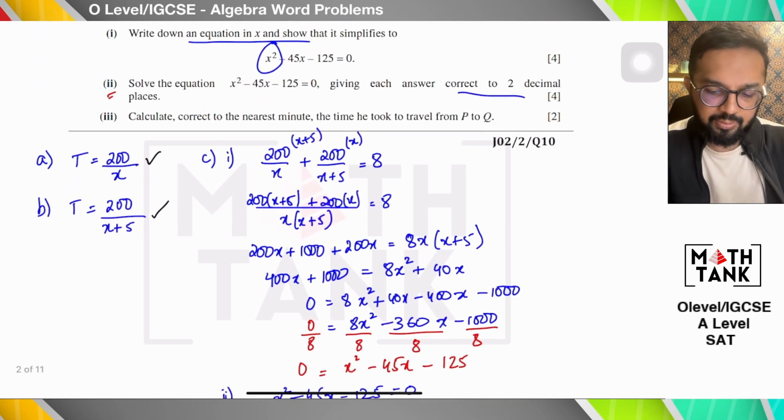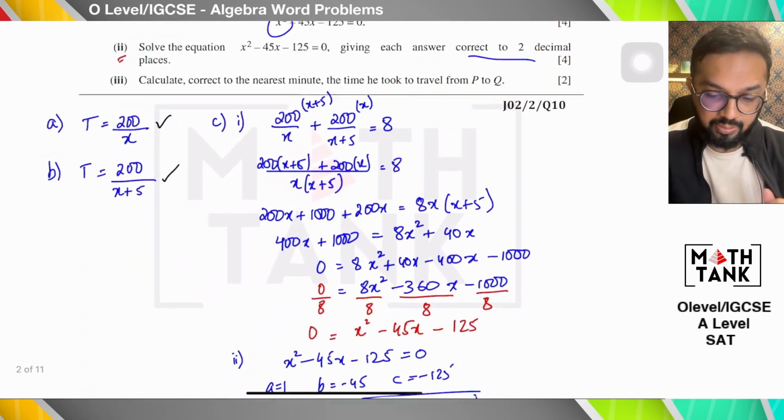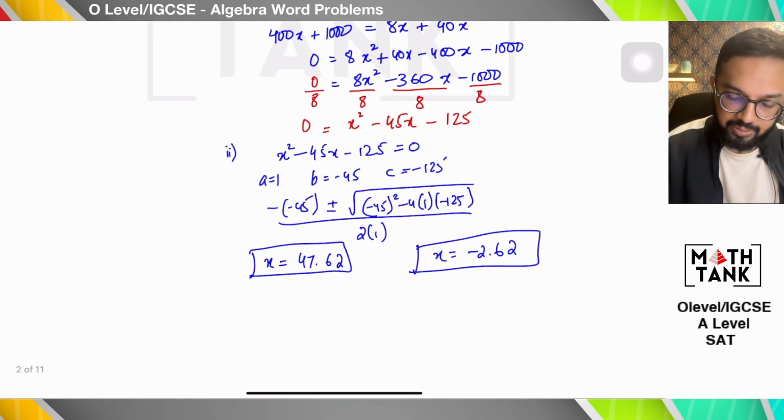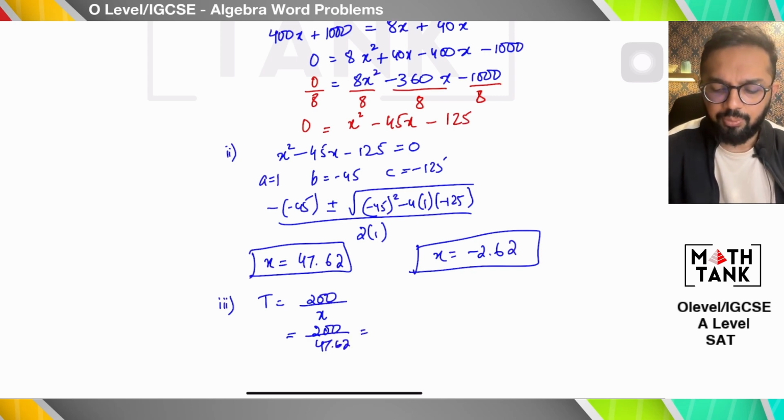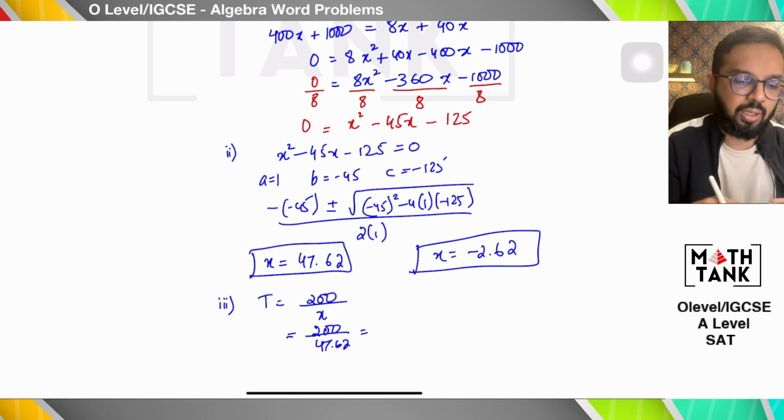It says calculate, correct to the nearest minute, the time it took to travel from P to Q. So the first time I'm asking about is the time from P to Q, which I know was 200 over x. Now which x to use? Obviously x can't be negative because it was speed. So you'll use the first one, 47.62. And that's going to give you hours because everything was set up in kilometers and hours. So 200 divided by 47.62.